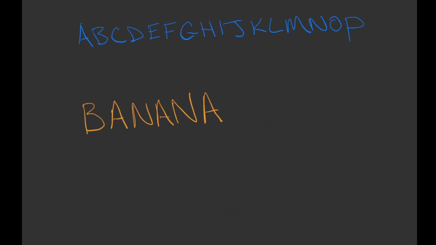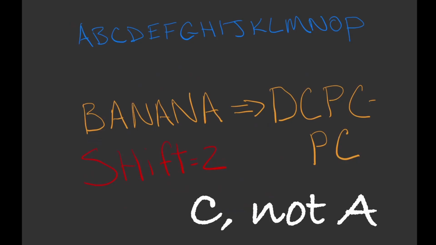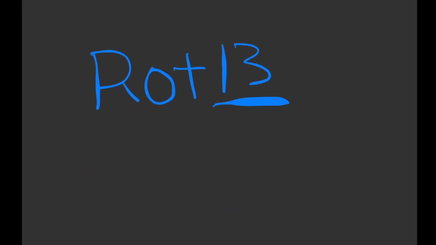Let's take, for example, we're trying to encode the word banana using the English language, all uppercase characters. And we pick the number 2, and we shift the word banana by 2 characters in the alphabet. Our banana, the word, becomes DCPCPA, which is very different from banana. And you wouldn't necessarily know how to decrypt this message if you didn't know the number of shifts. ROT13 just does this by 13.